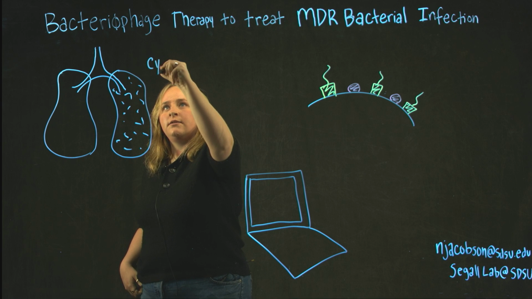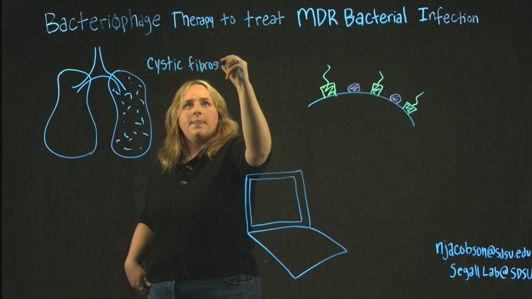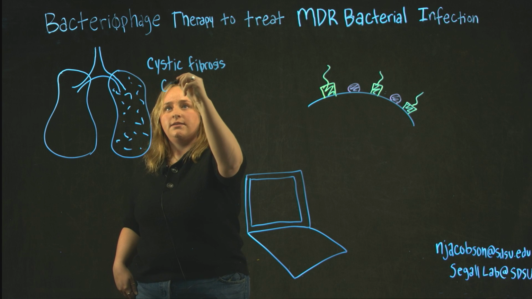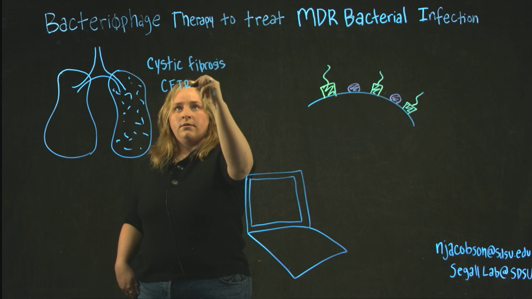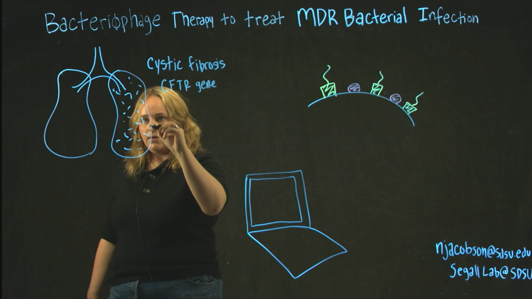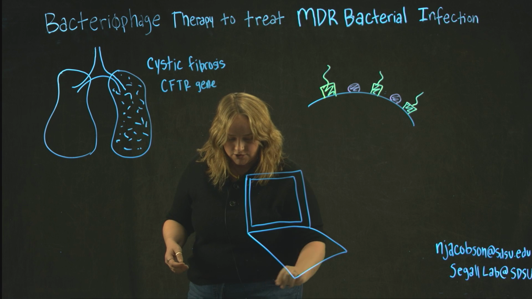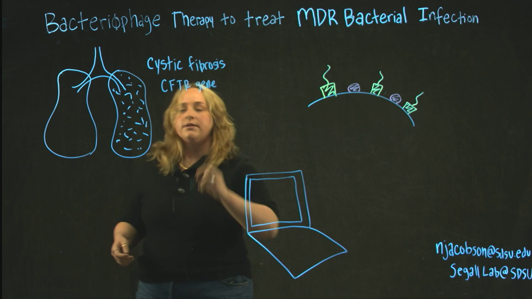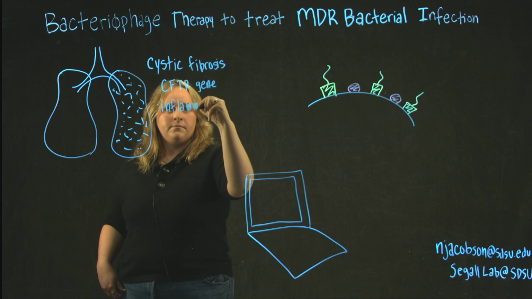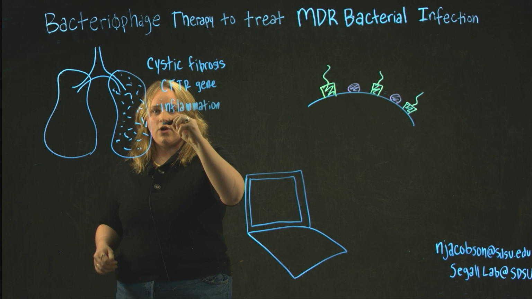So here we have a pair of lungs, and in our lab we focus on a disease called cystic fibrosis. This is a genetic disorder that leads to a malfunction in the CFTR gene, which leads to an extreme buildup of thick mucus in the lungs. And this can lead to a lot of complications for the patient, which include inflammation, and more specifically for us, chronic infection.